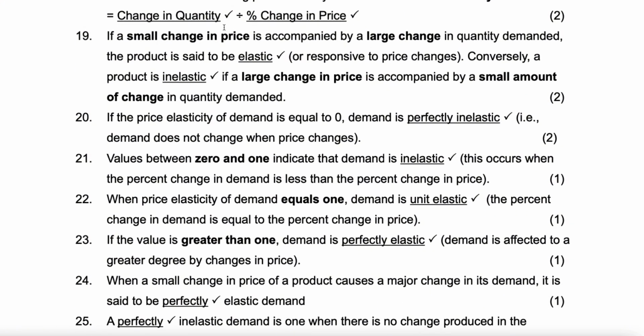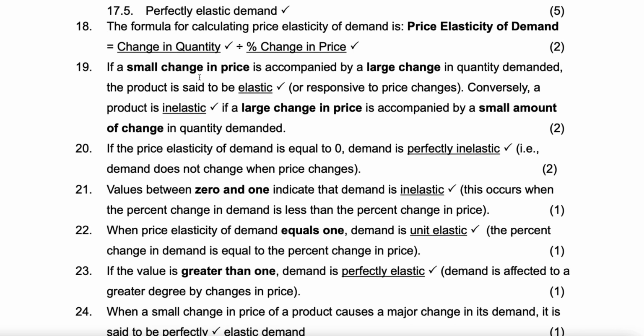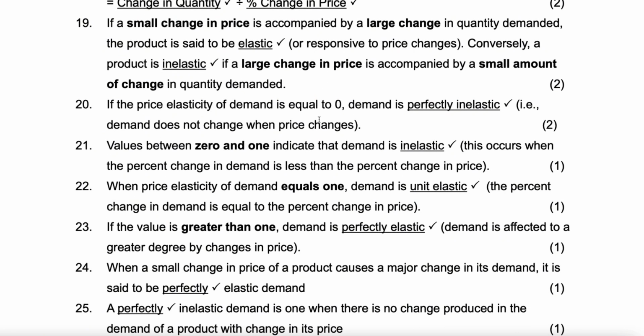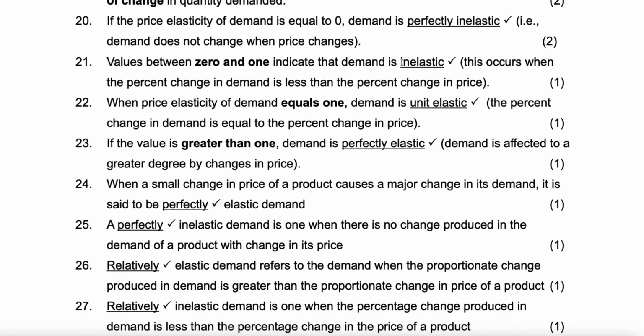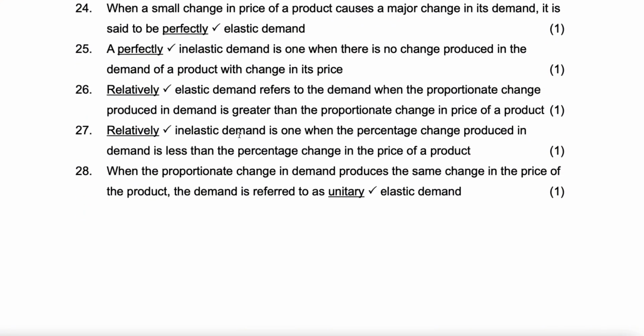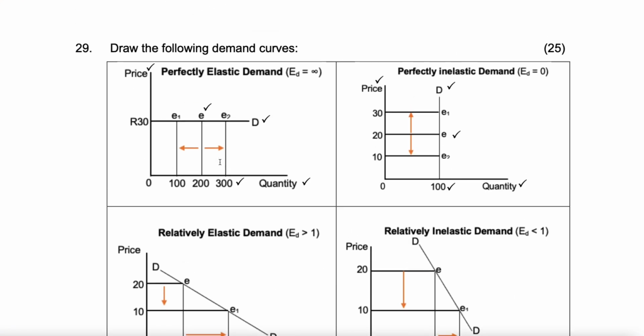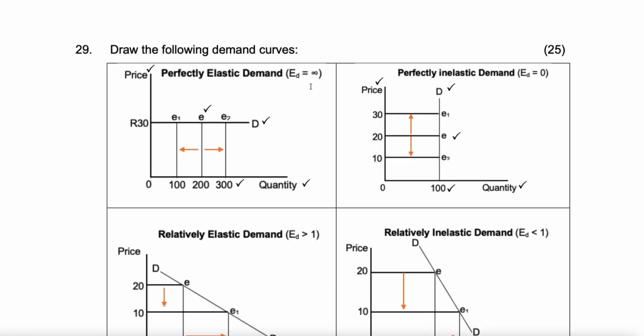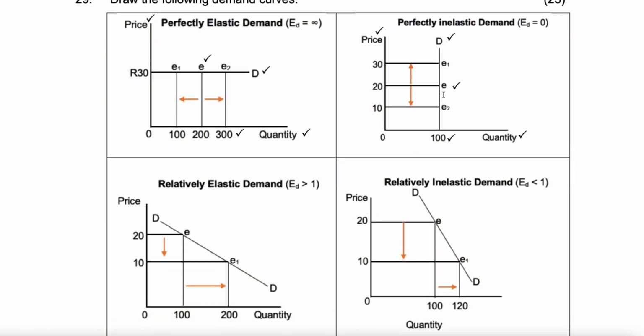Whatever figure we get from calculating this tells us whether a good is elastic or inelastic. So basically here it's explaining all that, and it's simpler to understand it by looking here. So we said when price elasticity of demand is equal to infinite, then it will be said to be perfectly elastic. When price elasticity of demand is equal to zero, then the demand curve is said to be perfectly inelastic.